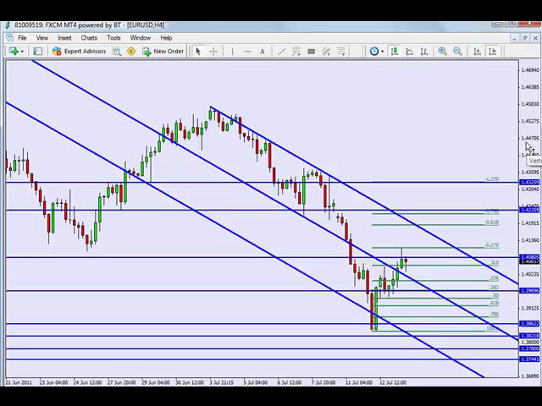So that's what we have on the Euro US dollar. Again, I'm not going to be interested in trading this to the north. I'm going to be waiting for the sellers to come back into this marketplace.